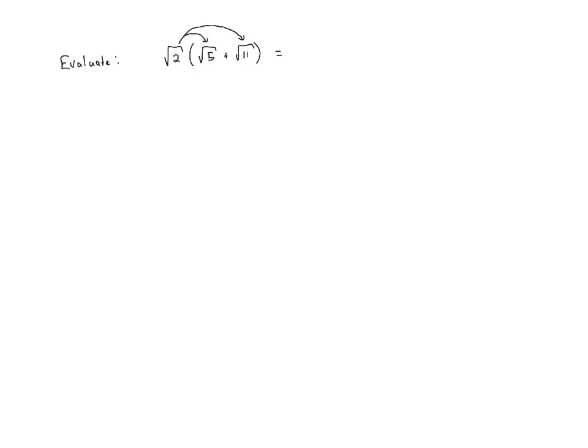Root 2 times root 5 gives us root 10, and then root 2 times root 11 gives us root 22. Those are not like radicals, so we can't combine them, and they don't have any perfect square factors, so we can't simplify them. So this is all we can do.